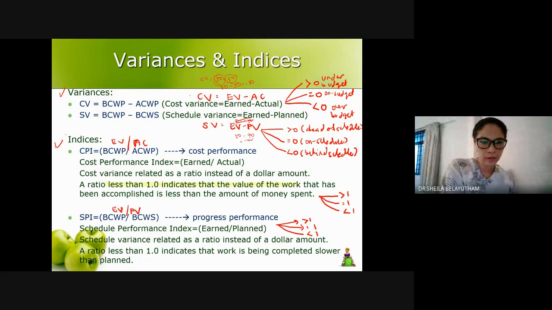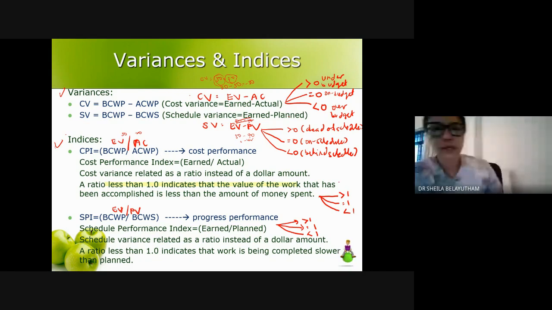Similarly from here, if you have an earned value of, let's say, 50, and your actual cost is 20, what does it mean in terms of your cost?